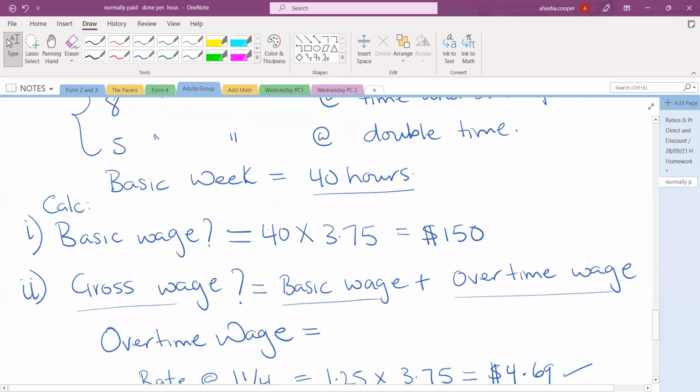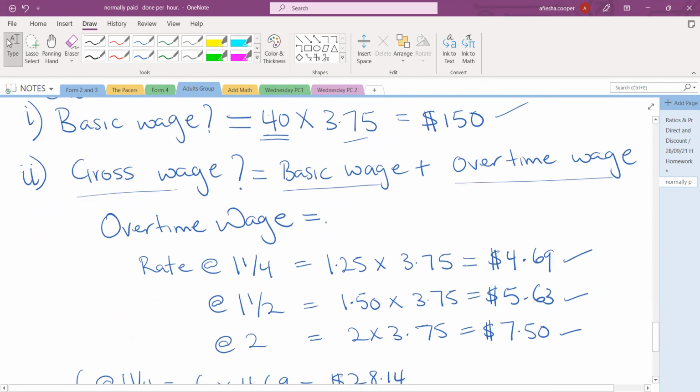So to work out the basic wage, remember, that's just your amount of regular hours by your regular rate. So that's $150. Then she has her overtime to work out now. So they ask for her gross wage, and the gross wage is usually her basic wage, but she has overtime, so we have to add the overtime. The gross wage is the same as gross salary.